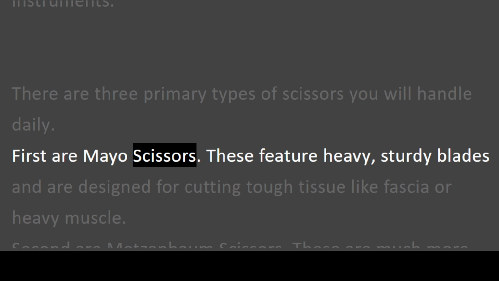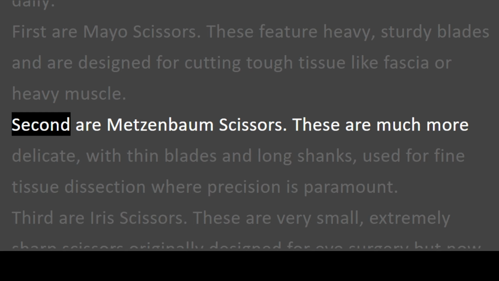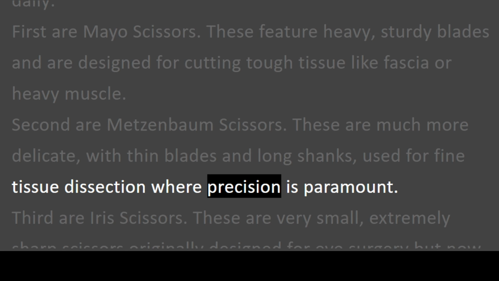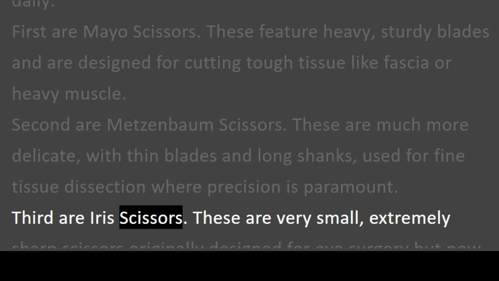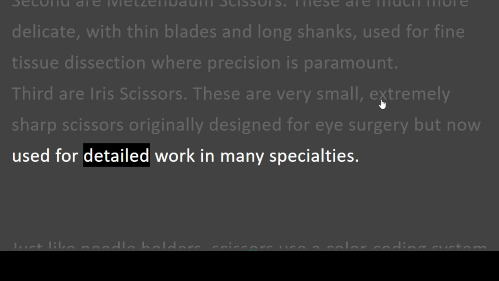First are Mayo scissors. These feature heavy, sturdy blades and are designed for cutting tough tissue like fascia or heavy muscle. Second are Metzenbaum scissors. These are much more delicate, with thin blades and long shanks, used for fine tissue dissection where precision is paramount. Third are Iris scissors. These are very small, extremely sharp scissors originally designed for eye surgery but now used for detailed work in many specialties.